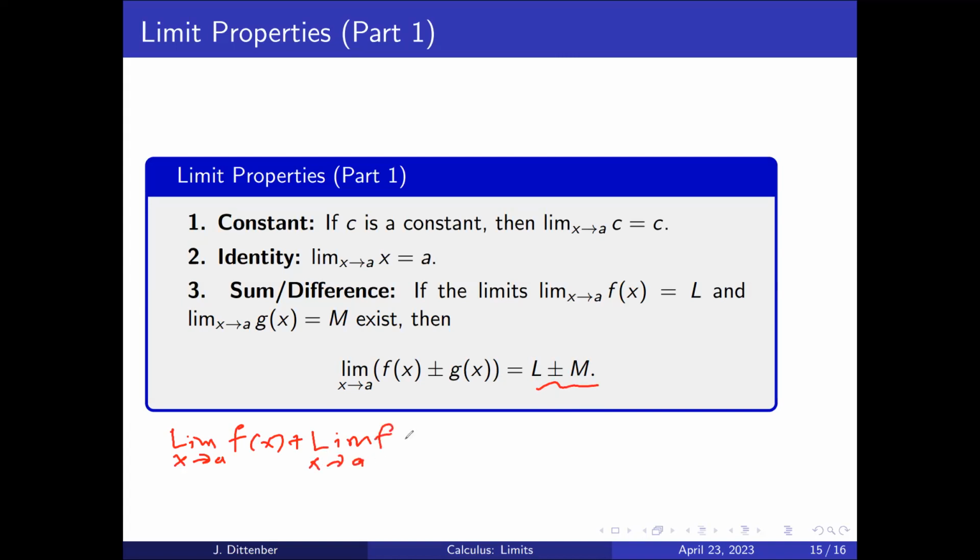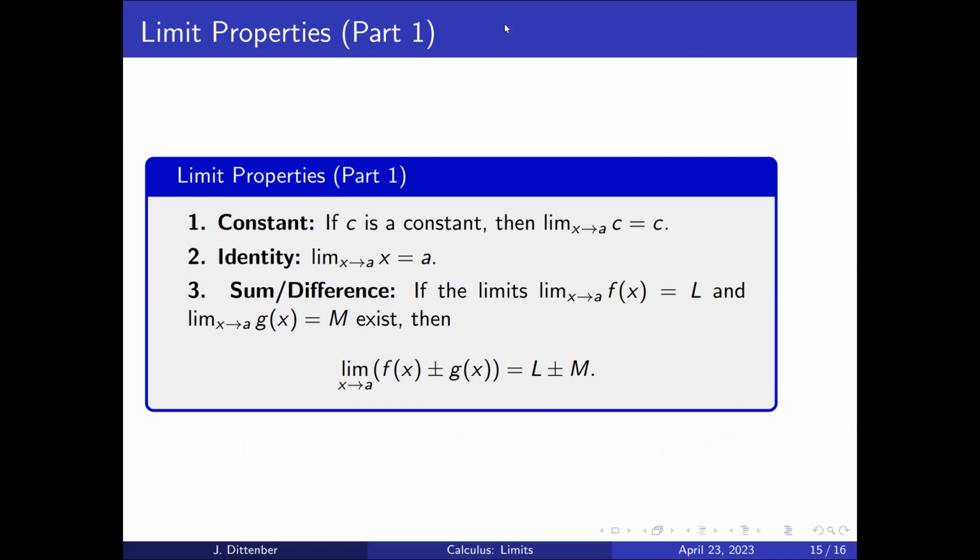And this is how you'll usually see it come up, where you'll have the sum or difference. So here's g of x. What it's saying is that I can combine these into one limit, like this. And that's going to be working for addition or subtraction.